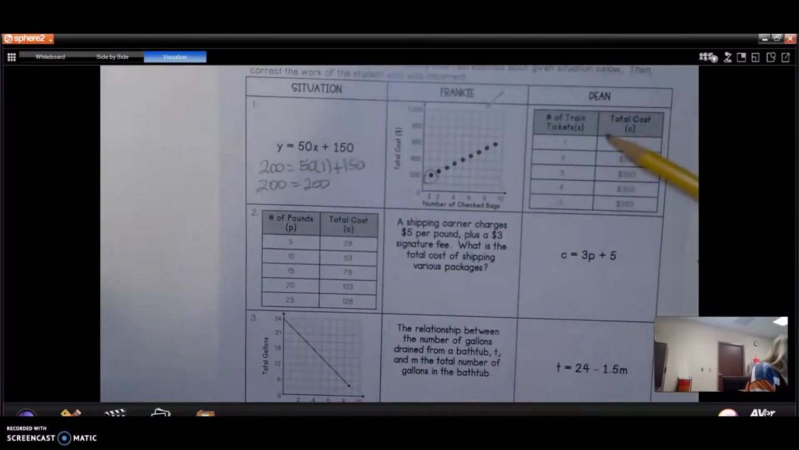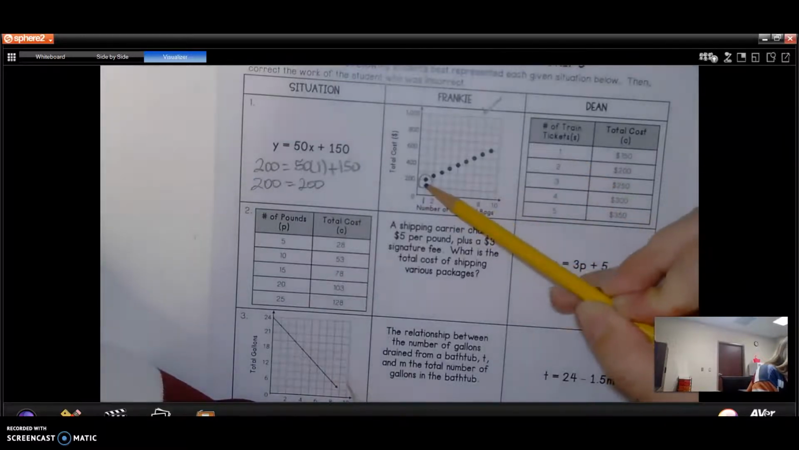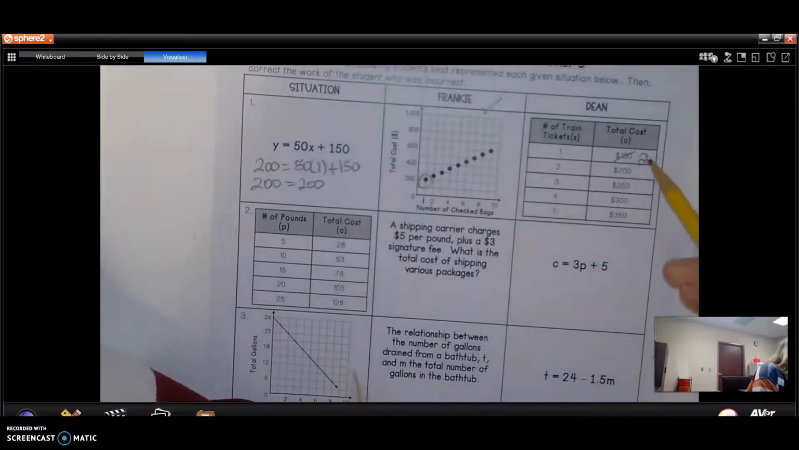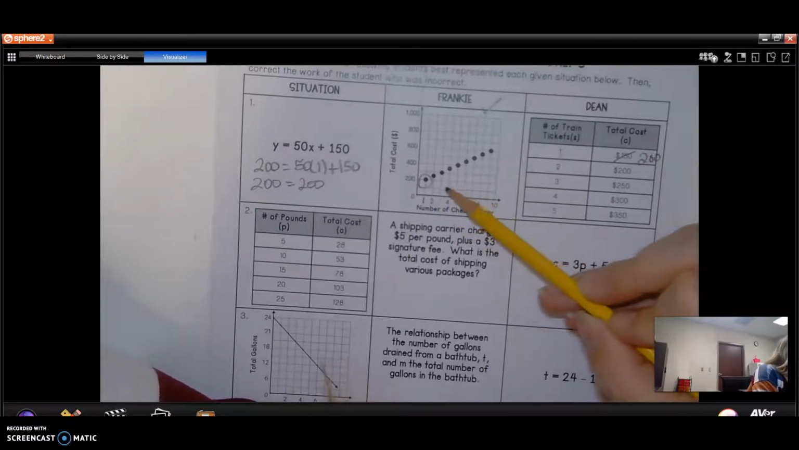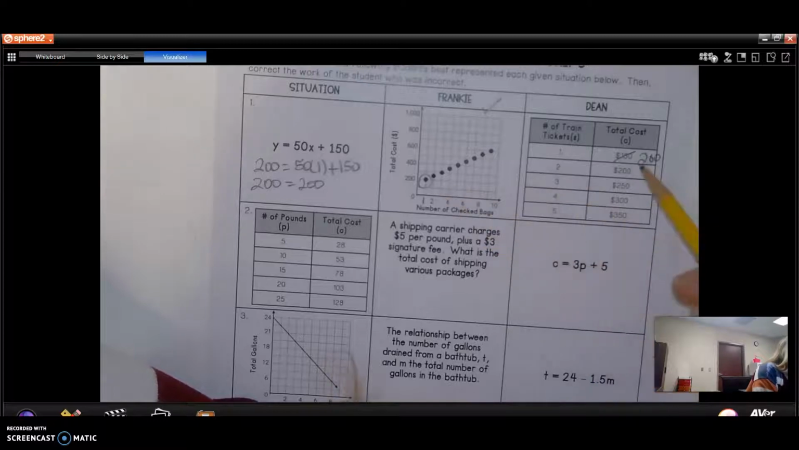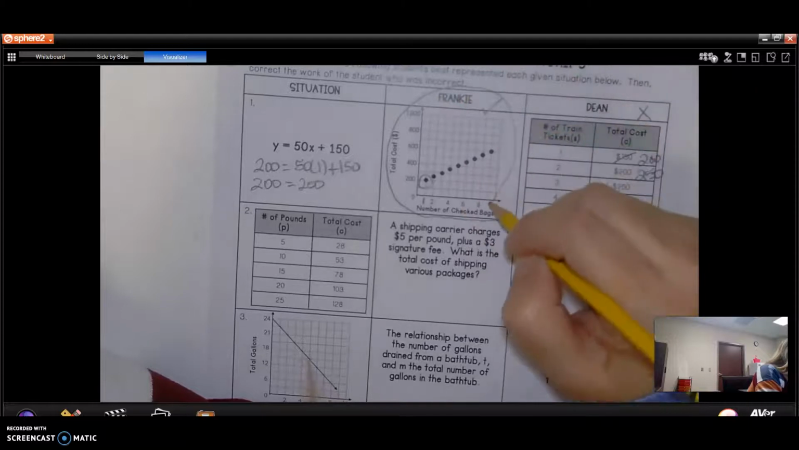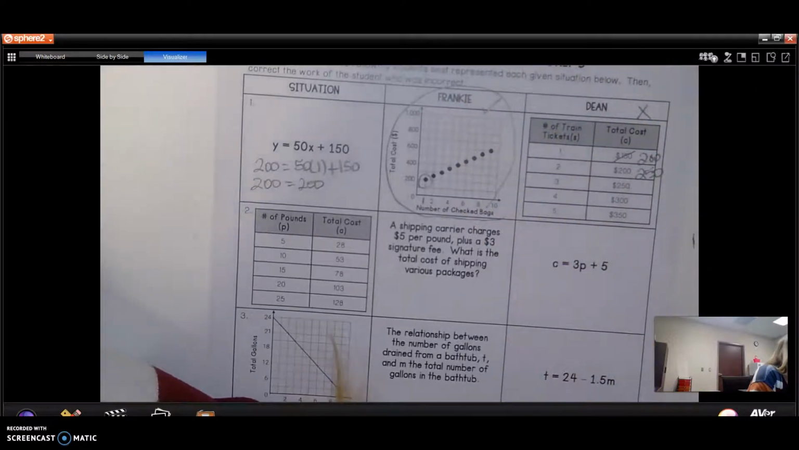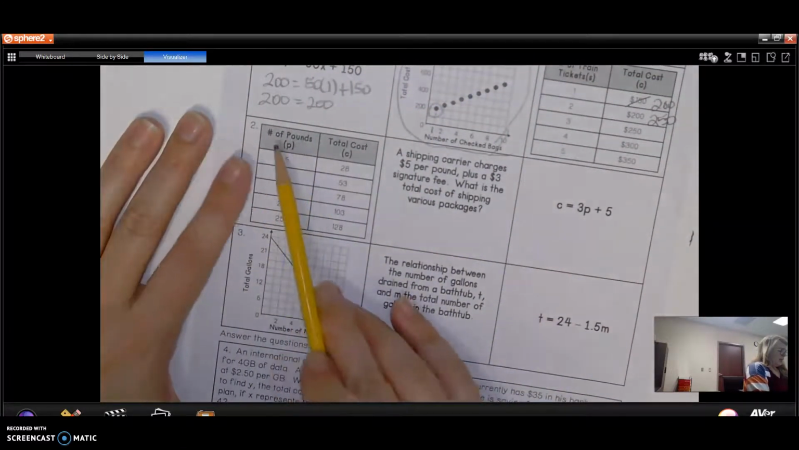Let's look at Dean. So Dean says, if I have one train ticket, it would cost me $150. Well, that's not true because it would cost me $200. And if I have 2 train tickets, it would cost me $250. So Dean is the one whose representation does not match. So Frankie for this one would be the better representation.